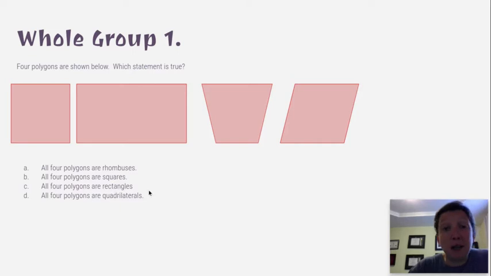All 4 polygons are rectangles. Could this be a rectangle? Go through it. Because a rectangle has opposite sides congruent, does this have opposite sides congruent? Yes, because every side is congruent, it's a square, right? This one is. Look at this one, though. Are the opposite sides congruent? Is this length the same as this length? No. So right there, rectangles are out.